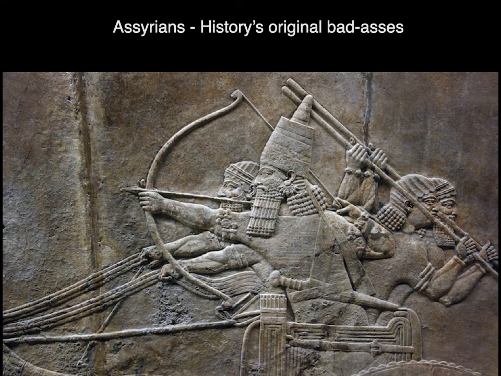Next up are the Assyrians, history's original badasses. The Assyrians really started around 2600 BC as a culture, but became particularly prominent in the 7th century BCE. They almost died out halfway through in a seemingly region-wide event that we'll discuss later on.